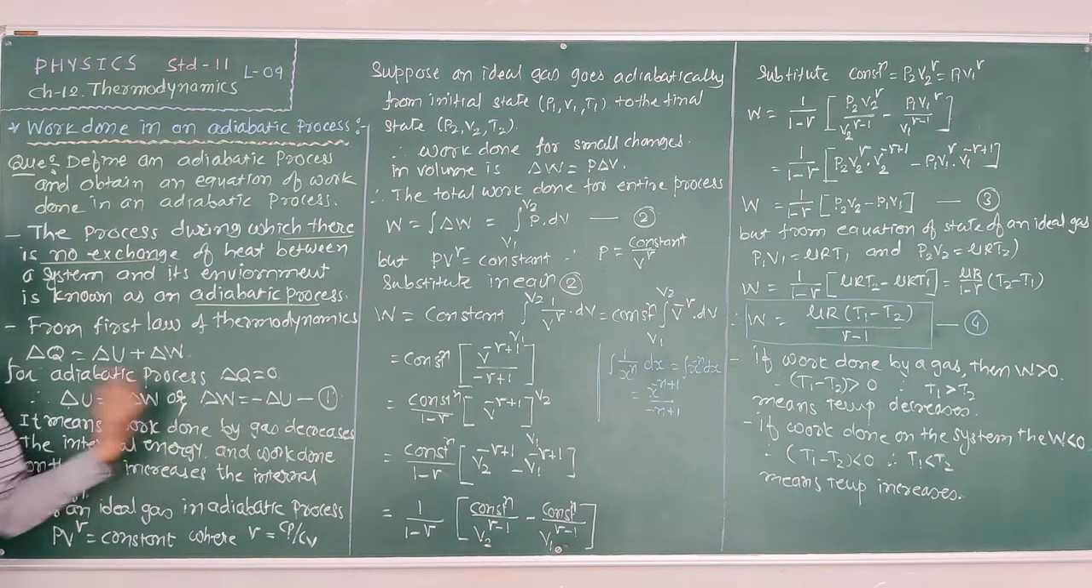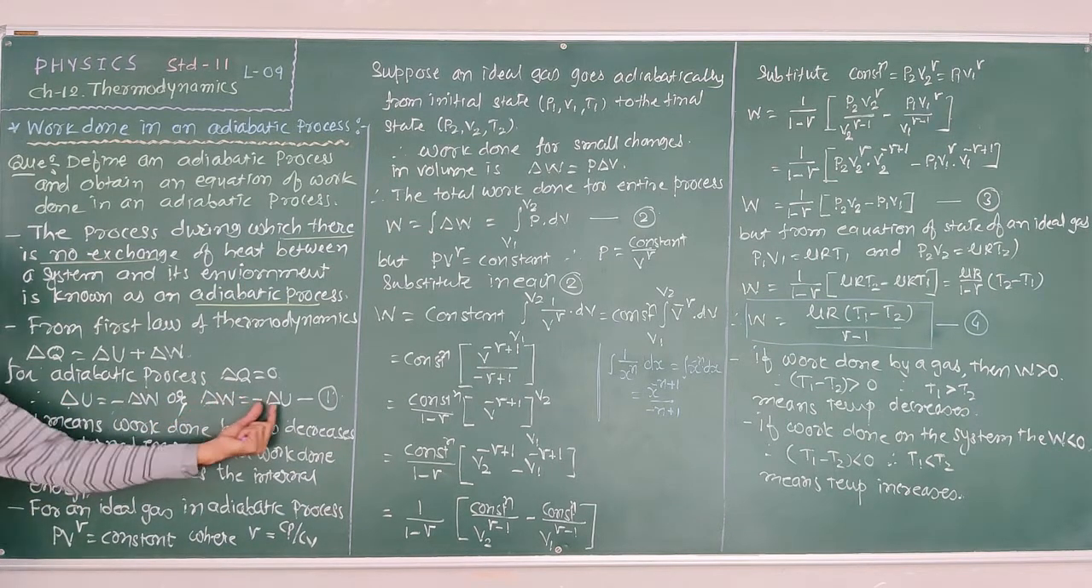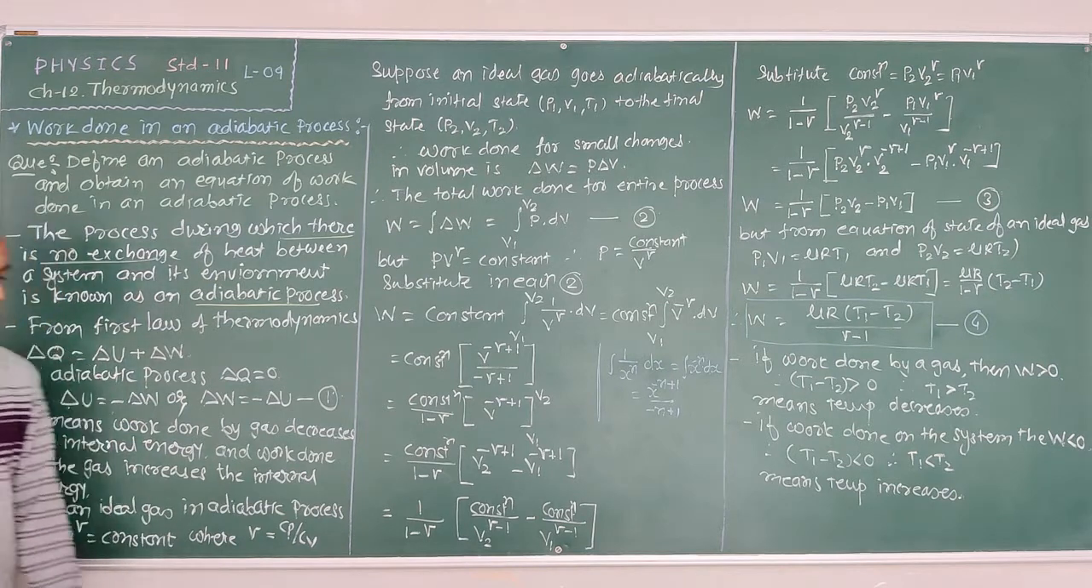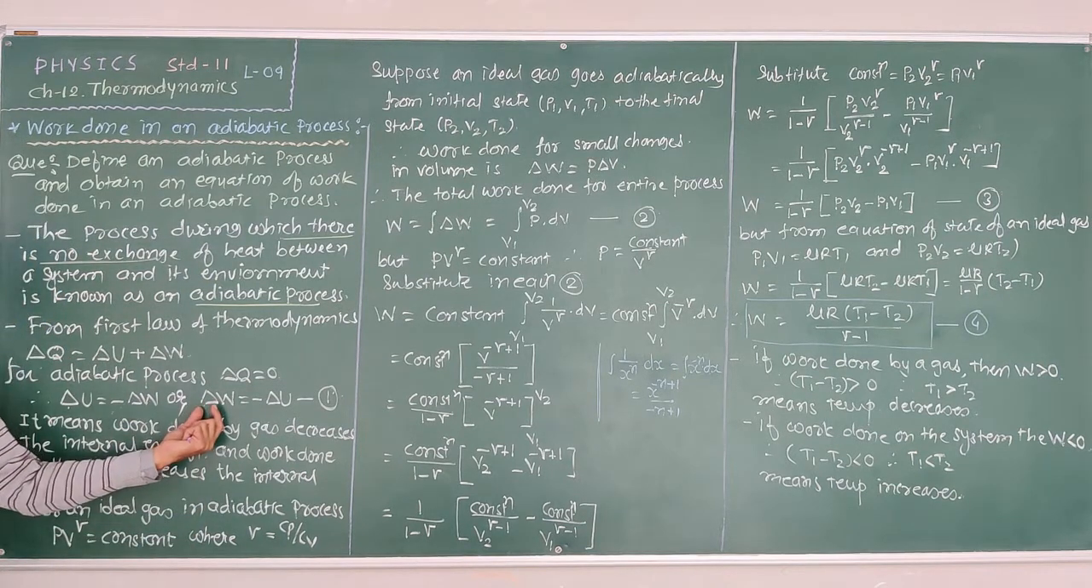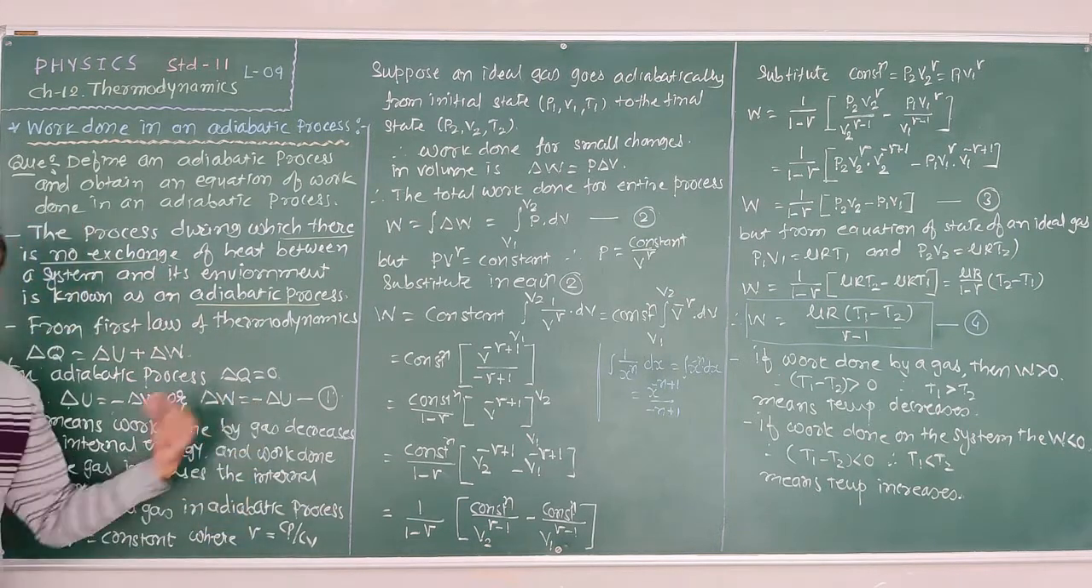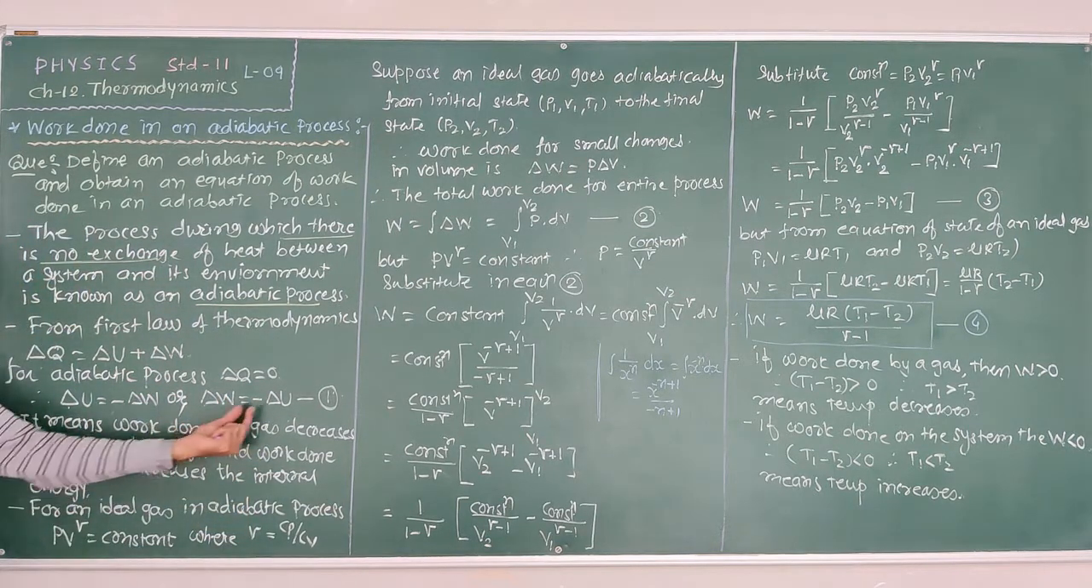What is the meaning of this equation? It means the work done by a gas decreases the internal energy of a system. Delta W is positive, that means the work done by the gas on the environment. So what's happened? The internal energy of the system is decreased because there is a negative sign.